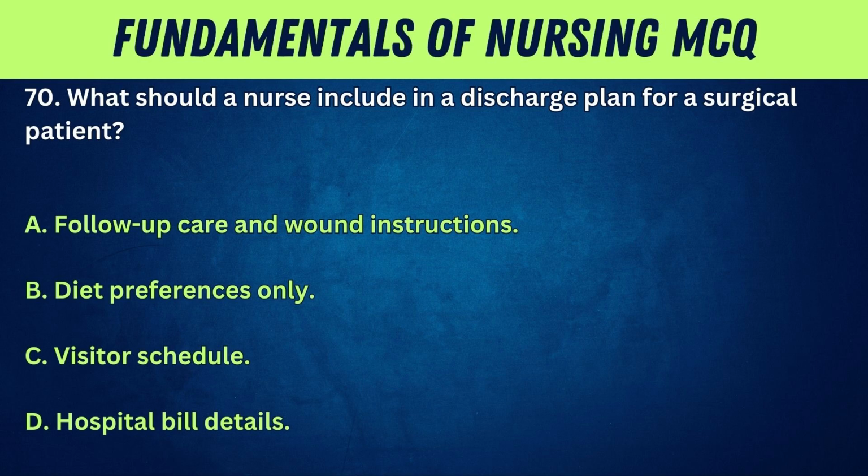70. What should a nurse include in a discharge plan for a surgical patient? A. Follow-up care and wound instructions. B. Diet preferences only. C. Visitor schedule. D. Hospital bill details.